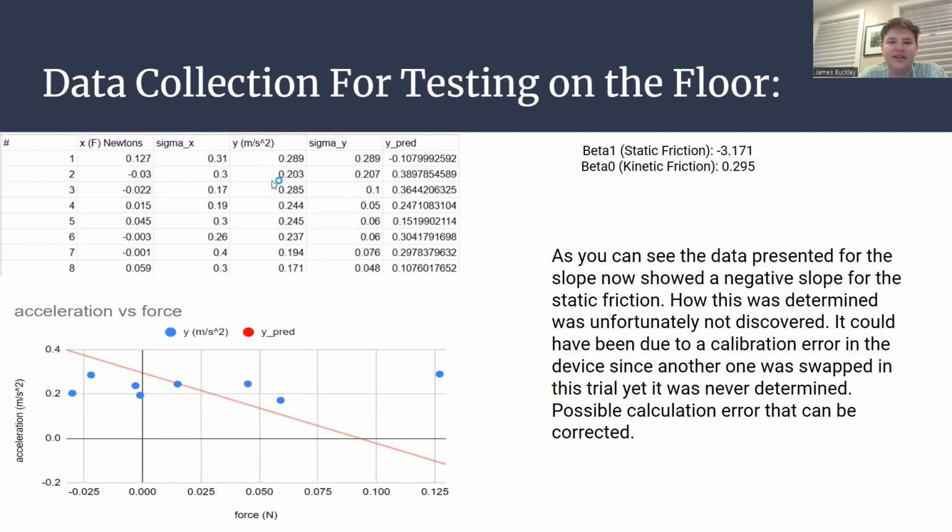So here we had data collected above, and the graph this time showed a negative static friction, which, as you can see, is above here. We found the coefficients. As you can see, the data presented for the slope now showed a negative slope for the static friction. How this happened was not discovered. It could have been a calibration error, as stated before, since we swapped out a different device that was used in this trial, yet that was never determined. Possible calculation error could be corrected as well.